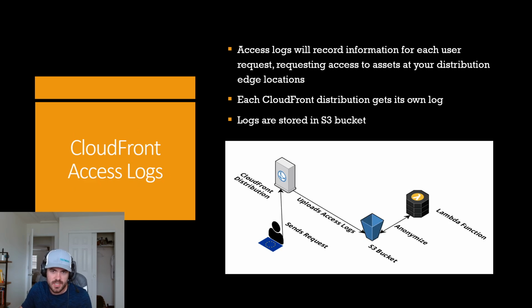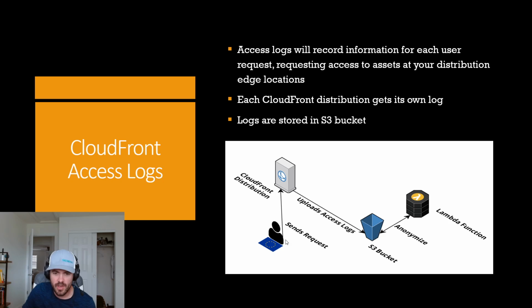So CloudFront access logs allow you to record information for each user request for access to assets at your CloudFront distribution edge locations, okay? That's very helpful if you have a malicious attacker trying to access your content and mess with it. You could see those requests and the IP address, and maybe block that source IP address from accessing your distributions or something like that. Each distribution gets its own log, and logs are stored in an S3 bucket, okay?